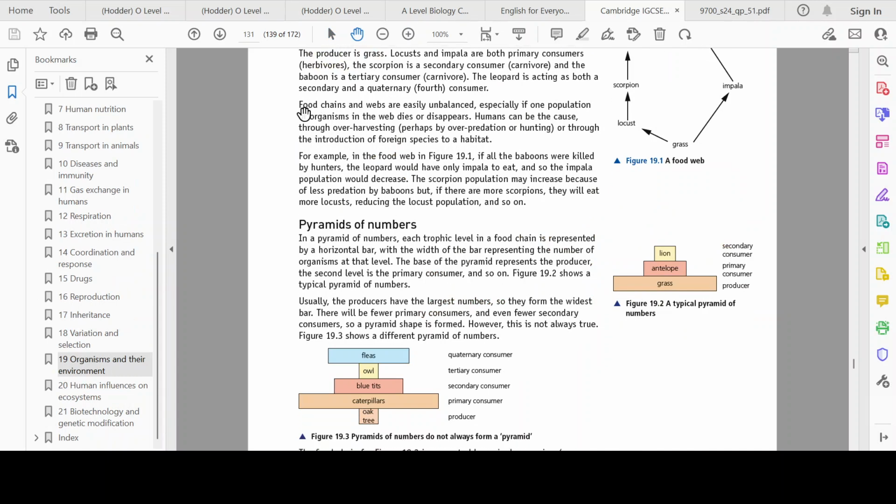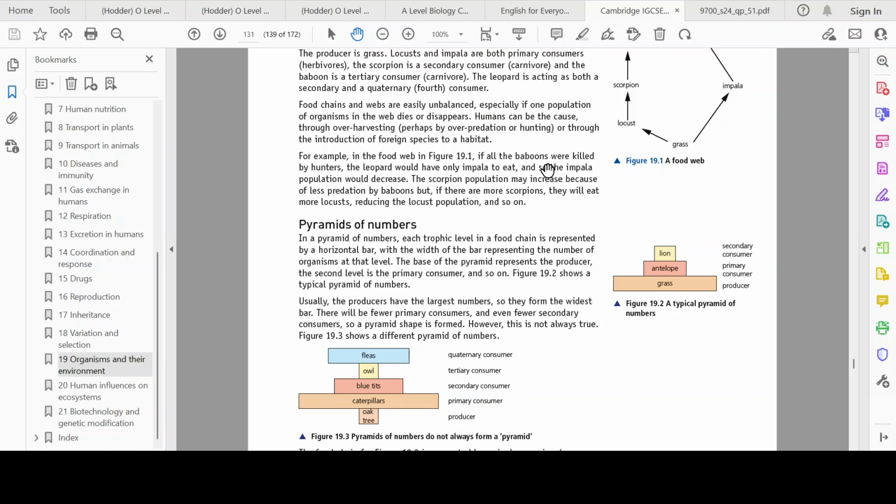Okay. So they're mentioning over here that food chains and webs are easily unbalanced, especially if one population of organism in the web dies or disappears. Humans can be a cause for this, right? Or it could be due to the introduction of foreign species, right? And obviously they could outcompete the native species. They could be invasive, other issues like that.